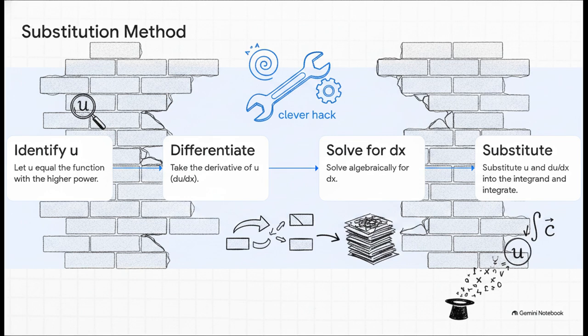Well, when we hit a wall, we use a clever hack called integration by substitution. This essentially reverses the chain rule in 4 precise steps. First, you spot the most complex part of the integrand, usually the function raised to the higher power, and you simply swap it out for the letter u. Next, you take the derivative of that u. Third, you use a little algebra to solve for dx. And finally, you substitute u and du right back into the original problem. Suddenly, this massive, ugly equation collapses into a simple, single variable that you can integrate super easily using the basic power rule. Once you're done, you just swap the original variables back in. It is, quite honestly, pure mathematical magic.